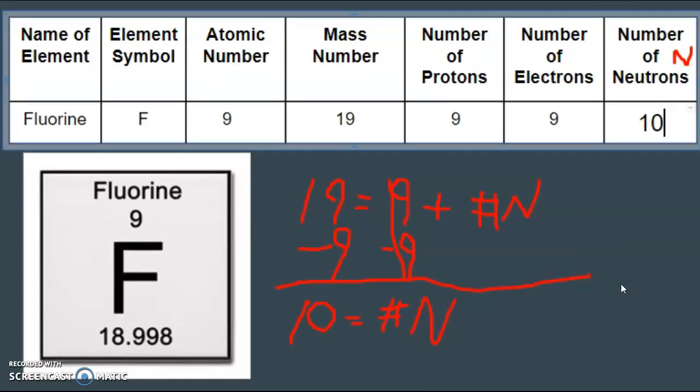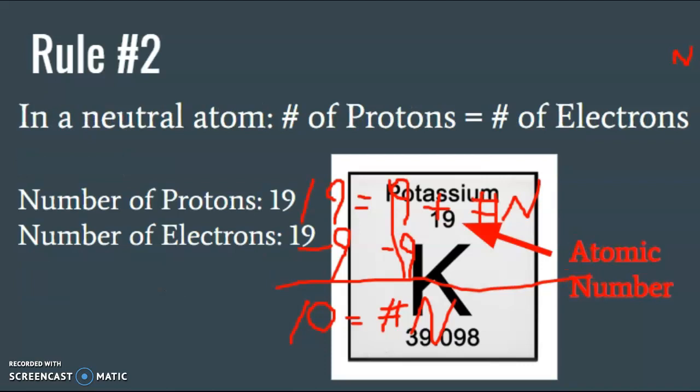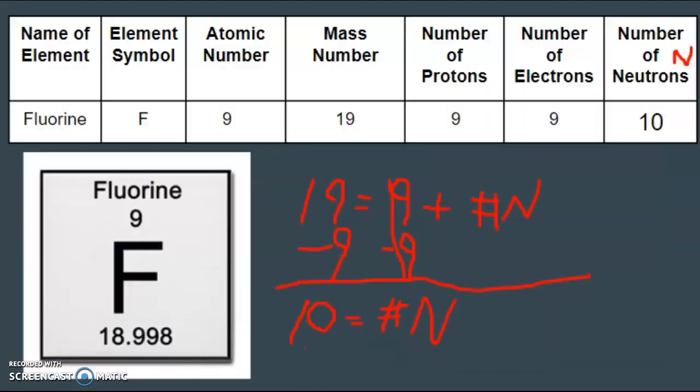And that's all there is to it. We're going to have some examples for homework, and there's really not a whole lot more to it. It's looking at your element box here and figuring out from it using your rules. Rule number 1, the number of protons is equal to our atomic number. Rule 2, in a neutral atom, our number of protons is equal to our number of electrons. And rule 3, our mass number equals our protons plus our number of neutrons.